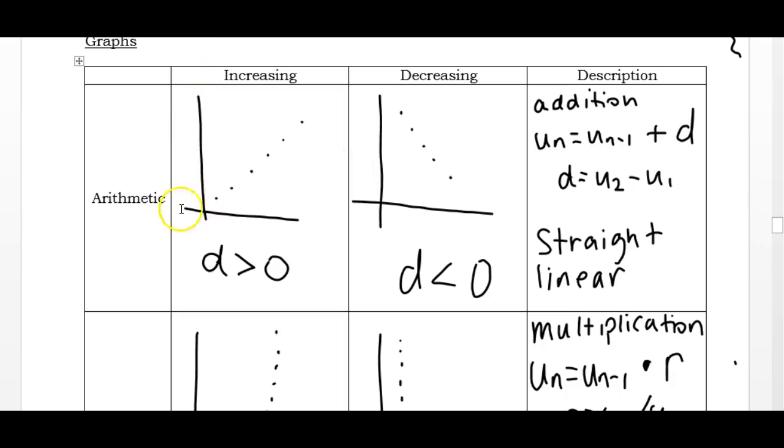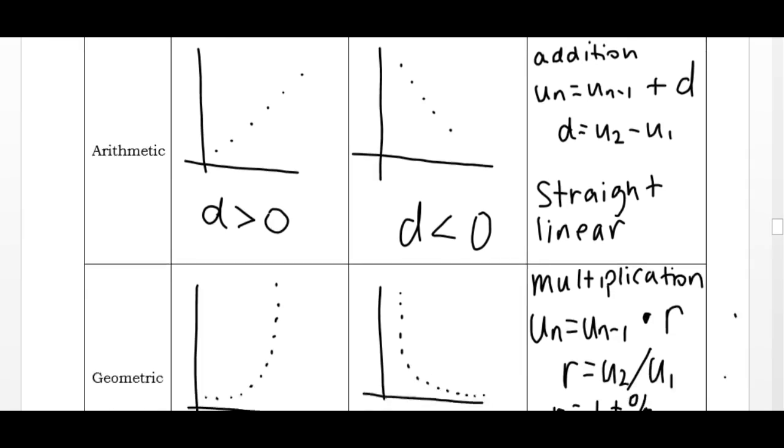An increasing arithmetic sequence should be a straight line going up. A decreasing arithmetic sequence should be a straight line going down. So straight or linear would be another descriptive word to illustrate that. Whenever the difference is bigger than 0, it would increase. Whenever your difference is less than 0, it would decrease.